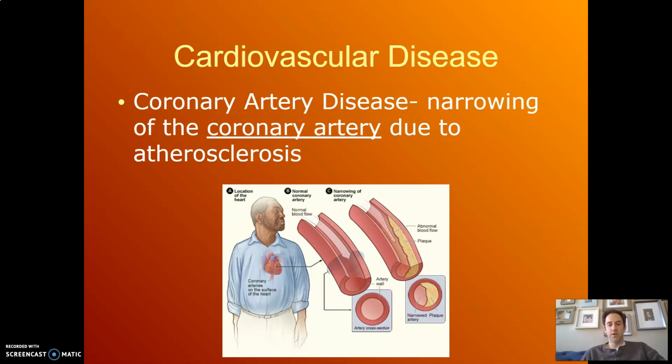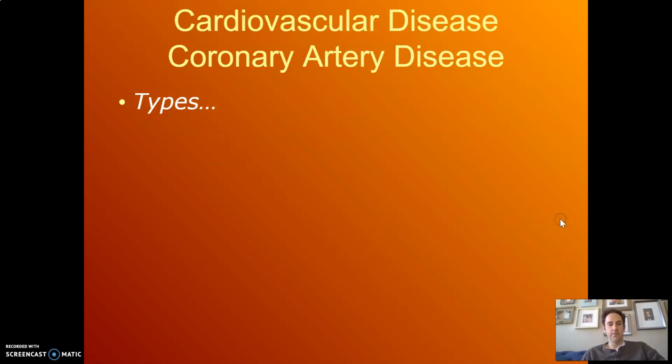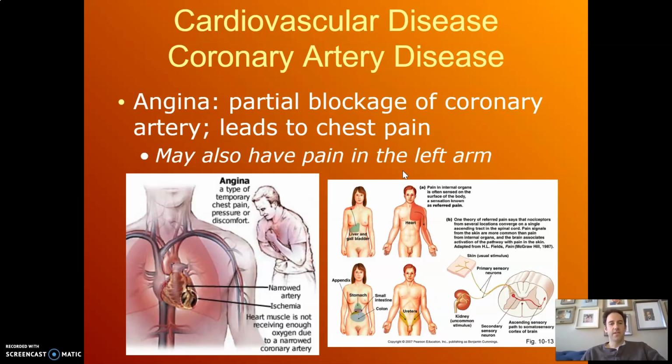To make it worse, those coronary arteries are quite narrow, and so they're a little more at risk of this than other arteries, unfortunately. So there's different ways coronary artery disease can manifest itself. The first is angina, and angina is a partial blockage of the coronary artery. It's not completely blocked, but it is partially blocked, and that can lead to chest pain during periods of increased effort. So, good example in Minnesota, shoveling snow.